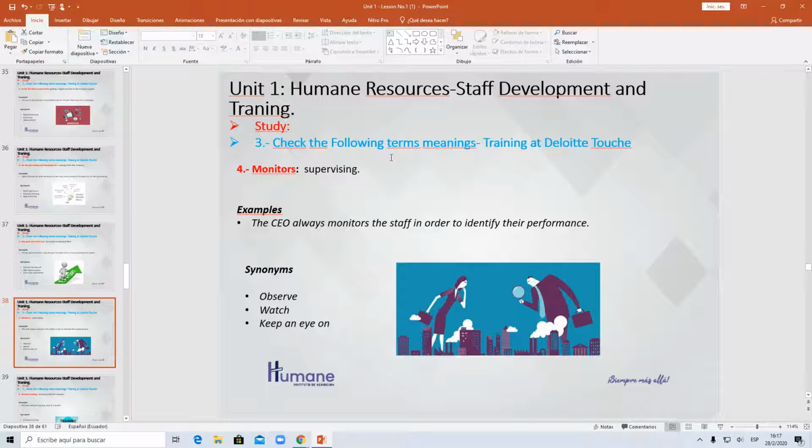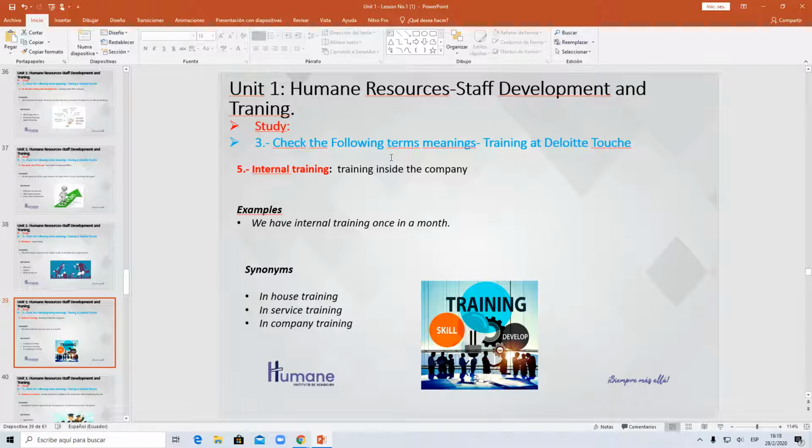Then we have monitors. Another term that could be said in order to replace monitors could be supervising. An example of a sentence in which you can use this term is, the CEO always monitors the staff in order to identify their performance. Synonyms could be observe, watch, or keep an eye on. That's a very slang or informal way that you can use in order to replace monitors.